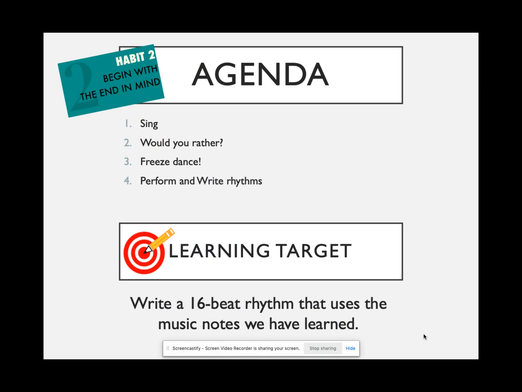Our agenda, we're going to think about habit 2, how can we begin with the end in mind? Well, our end in mind, our learning target, is to write a 16-beat rhythm that uses the music notes we have learned. So practice writing those music notes. And here's what we're going to do today. We're going to sing. We're going to have a would you rather question. We're going to do a freeze dance. And then we're going to perform and write those rhythms.